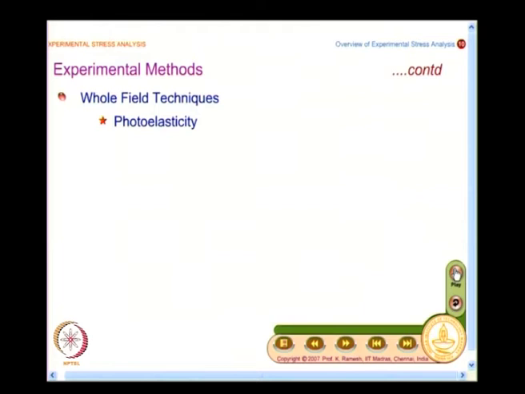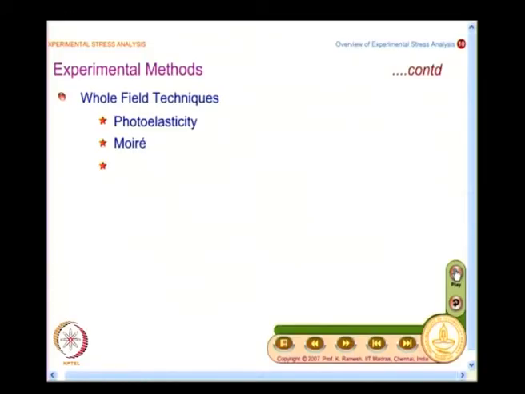And when you look at whole field techniques, one of the very popular and widely used experimental methods is the technique of photoelasticity, and we would see later what information these experimental techniques can give directly. Essentially photoelasticity gives sigma 1 minus sigma 2 contours, and you have Moire that essentially gives displacements, and you have brittle coatings that give you the direction of principal stress.